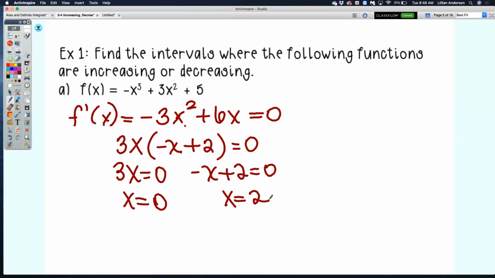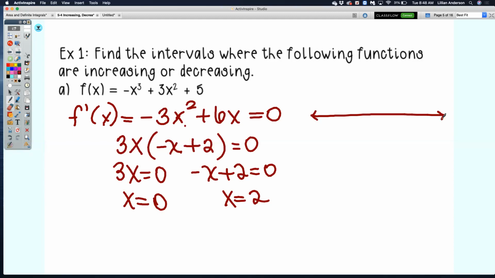Okay. Now, these numbers are important. Sometimes you'll see them labeled as critical points, okay? And the reason why they're called critical points is that these are the points that are basically going to separate our function to tell us whether it's increasing or decreasing. So this is one way to look at it, right? So what we're going to do is we're going to create a number line. That's what I'm going to reference it as, a number line.